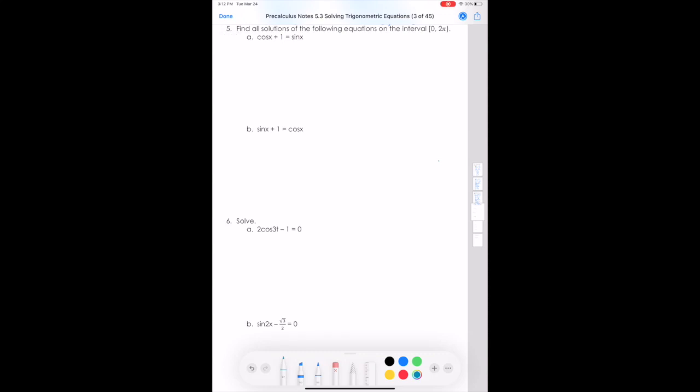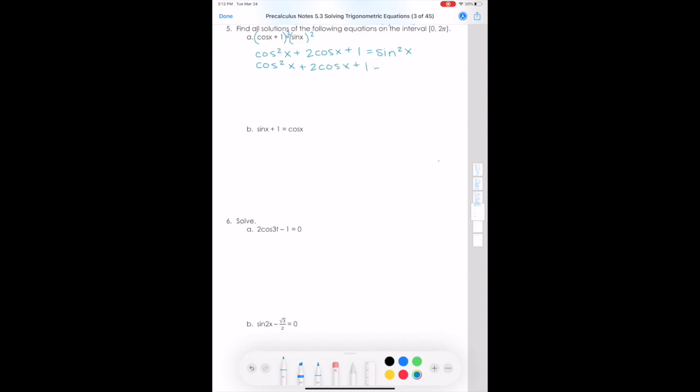All right, 5.3 part 2. We are still finding the solutions, so we're still solving these trig equations. For 5a and b, we have to square both sides. So squaring cosine x plus 1 gives us a FOILed out equation, and then plus sine squared x. And we are only looking in the interval 0 to 2 pi on this one as well.